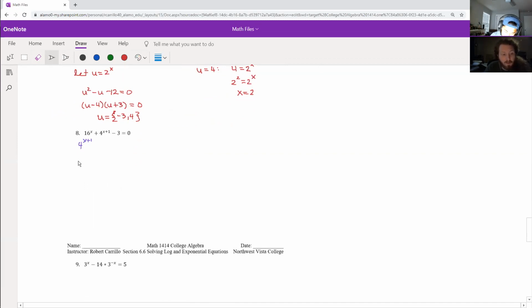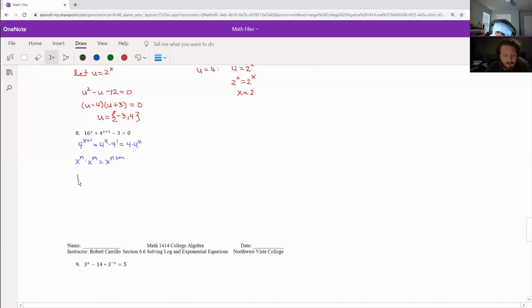Now, if we remember, there's a rule that says x to the n times x to the m equals x to the n plus m, right? So this has to be equal to 4 to the x times 4 to the first, which is just 4 times 4 to the x. So this is a U sub, right? Because 4 to the x squared would give us 16 to the x.